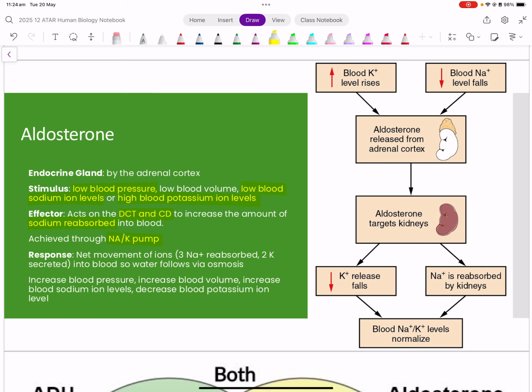And what this does as a consequence is that water follows that sodium via osmosis, because we've changed the concentration of water both inside the blood and in the filtrate of the kidneys, and so water will then flow via osmosis into the blood itself. What this is going to do is increase blood pressure and increase blood volume. It will increase sodium ion levels, however, because we're removing potassium in that sodium-potassium pump, it is going to decrease the blood potassium ion level.